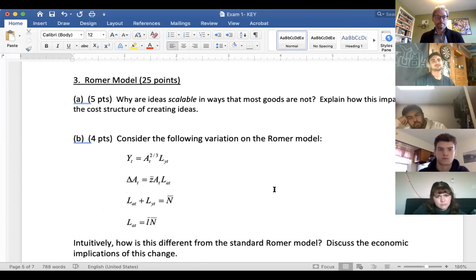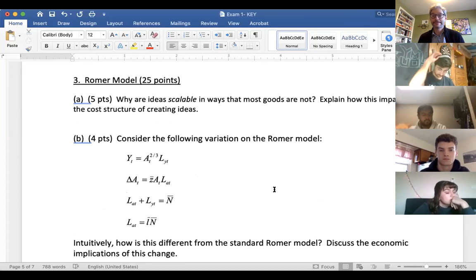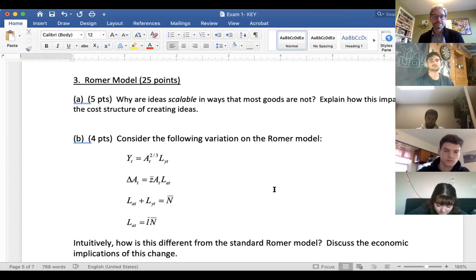Question number 3, our Romer model. Why are ideas scalable in ways that most goods are not? Well, this has to do with the fact that ideas are intangible. And as a result, they create leaks and matches. How does this explain the cost structure of ideas?